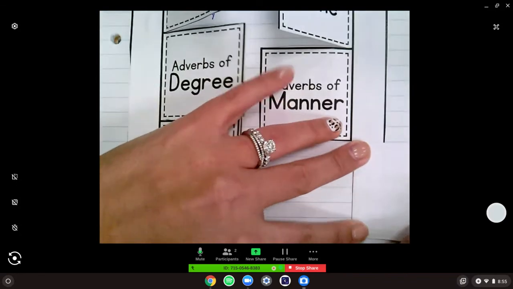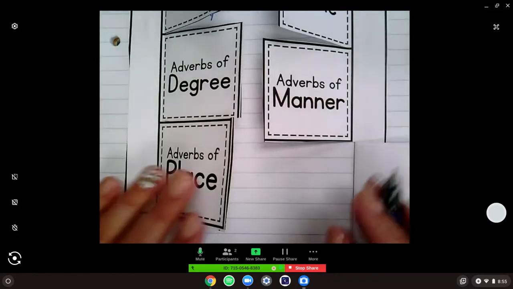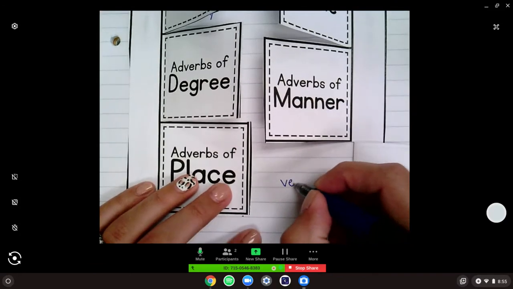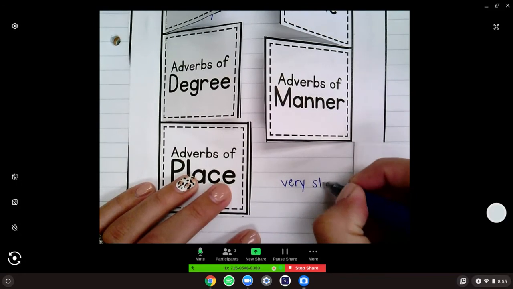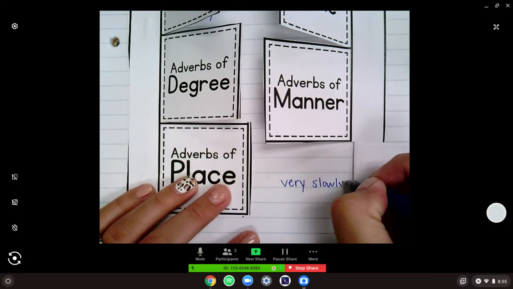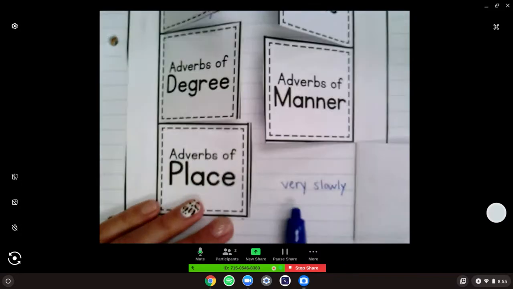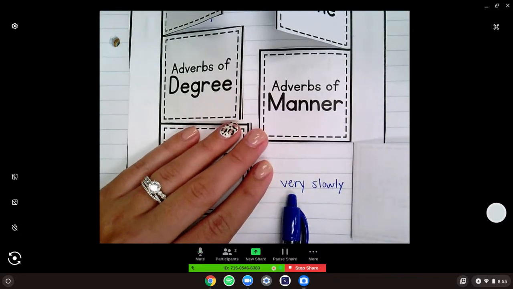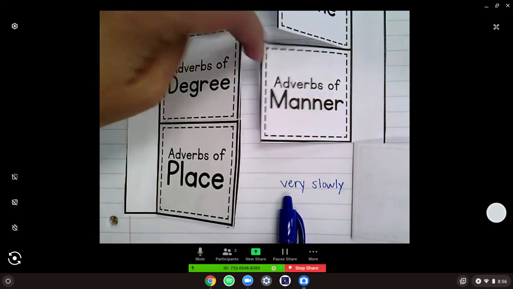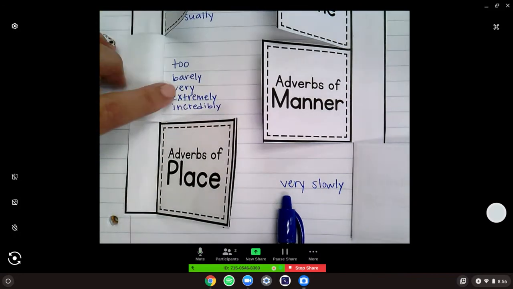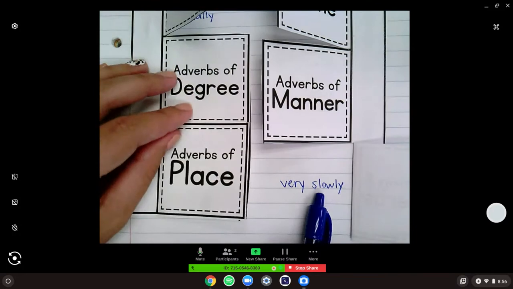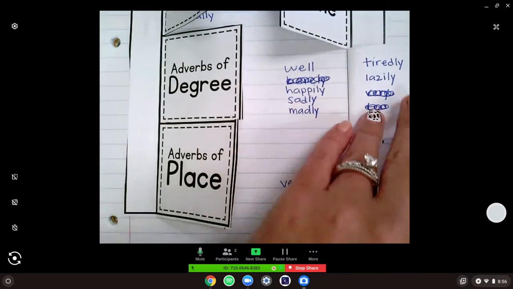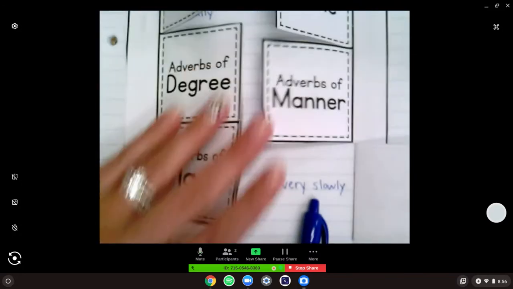Okay? Remember, we said we could have somebody say, I walked very slowly. Very slowly. Very is an adverb of, was it degree? Right? Yep, degree. And slowly is an adverb of manner. Yep, we can do it under there.